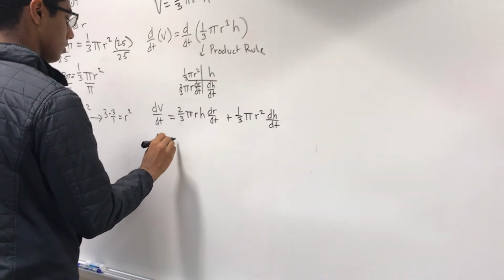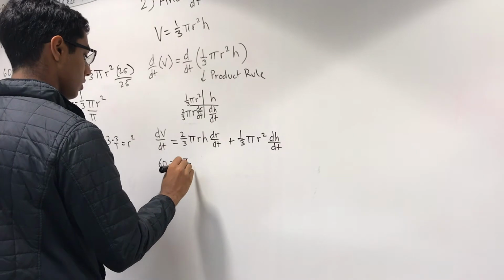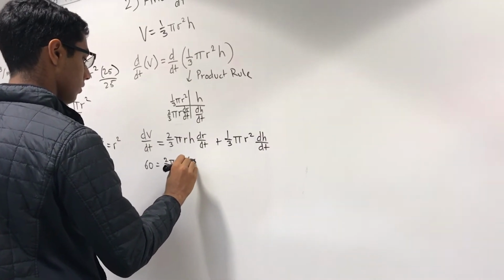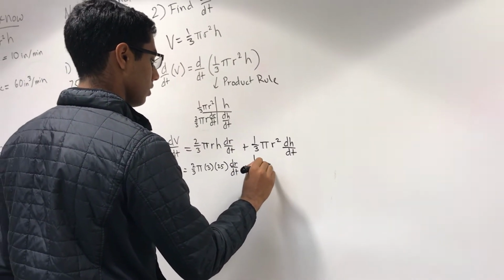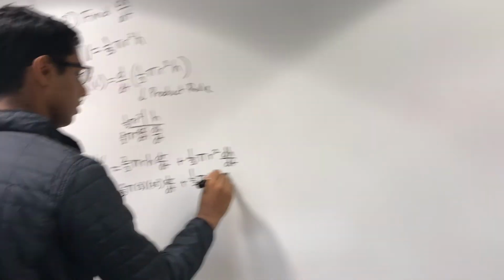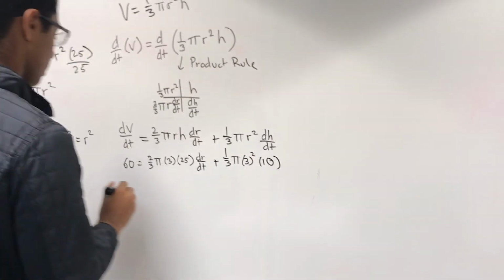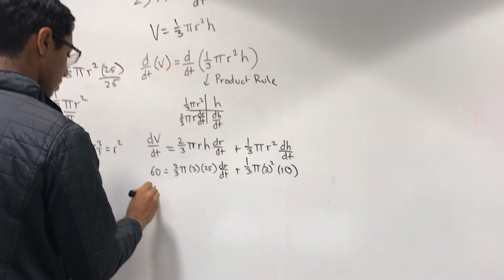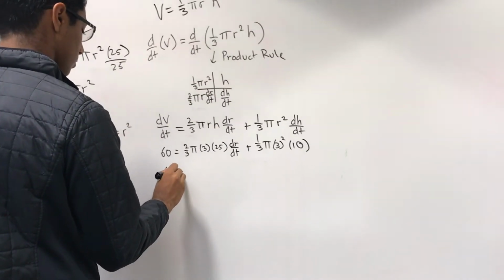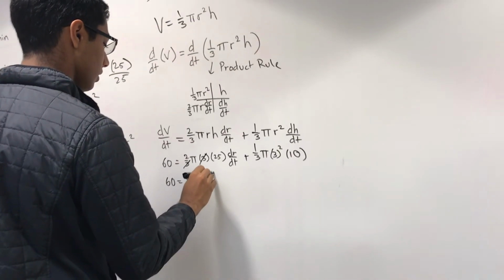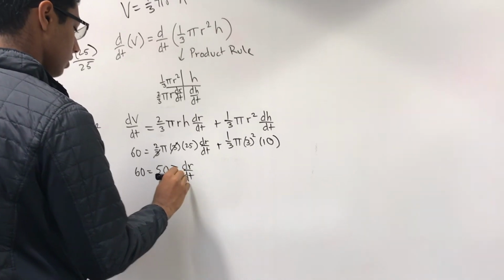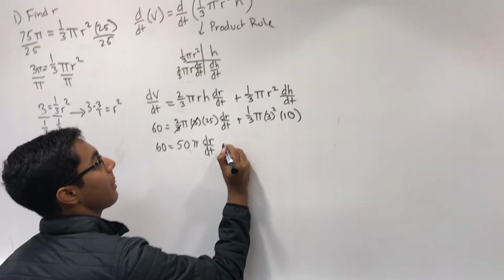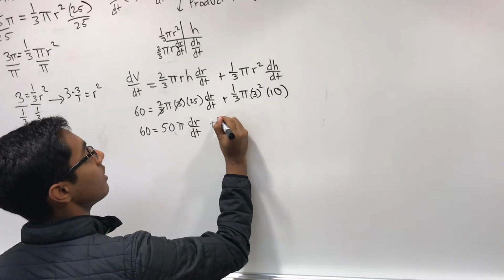Now again, let us plug in the values that we know. So we'll plug these values in to have a new equation of 60 equals 2/3 pi times 3 times 25 times dr/dt plus 1/3 pi times 3 squared times 10. So now we want to simplify the equation. First, we would simplify the first term on the right hand side. If you multiply 2/3 by 3, you would get 6/3 or 2. And then you would multiply 2 by 25 to result in 50. Next, you would combine everything. It would be 50 pi dr/dt.